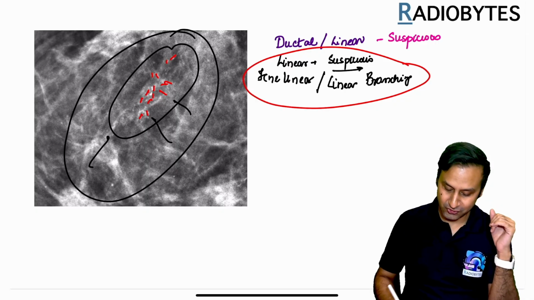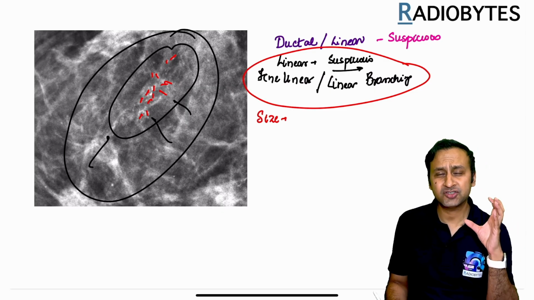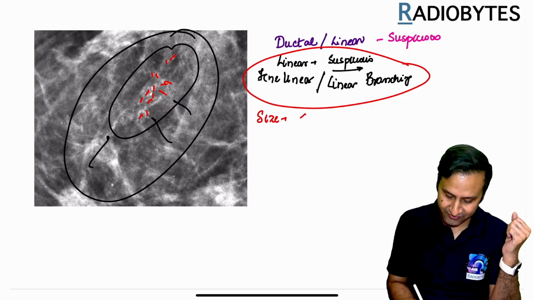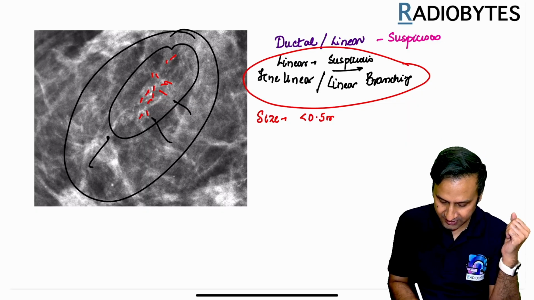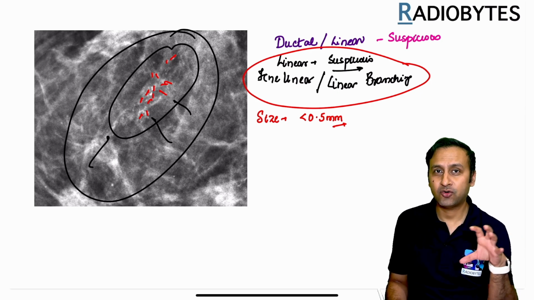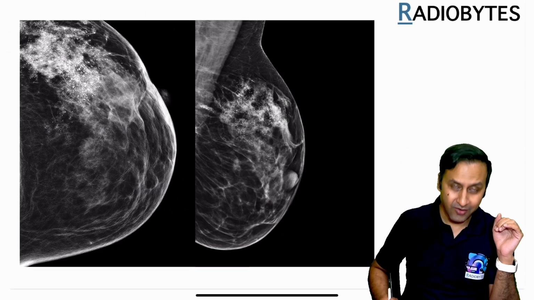Now let's talk about the second important morphological parameter, that is the size. We've already discussed this calcification is so small that it cannot be even visualized by the naked eye. So it's definitely less than 0.5 mm, making it a microcalcification. So if we have a microcalcification and a fine linear or linear branching pattern of distribution, it is very highly likely to be malignant. So now let's have a look at our next case.